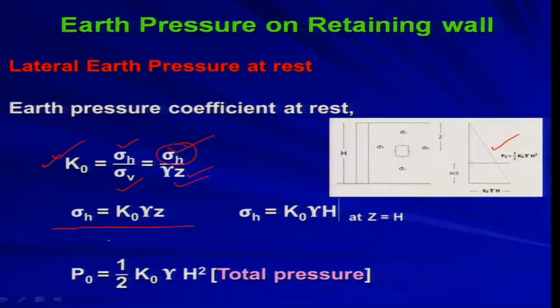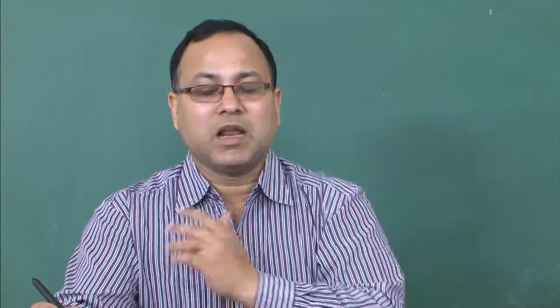So, at z equal to 0, what is sigma h? It is 0. Okay. So, that is here. At z equal to h, what is your sigma h? Sigma h is equal to k naught into gamma h. So, that is here. So, this is the pressure. So, it starts from 0 and ends at k naught gamma h. So, this is the earth pressure distribution, okay, variation of earth pressure at rest condition along the wall height. Is that clear? So, at any depth you can find out earth pressure at rest condition.